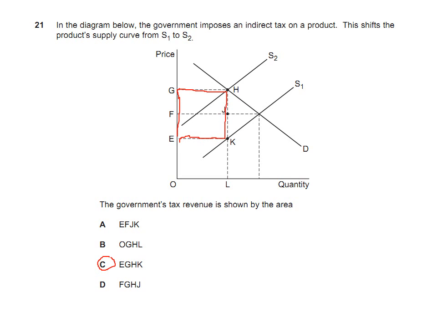Here we have demand and supply with an indirect tax, so that's a supply side tax causing a decrease in supply, S1 to S2. Parallel shift, specific tax, that's the same amount per unit. We have to identify tax revenue. Thing to remember is the vertical distance between the two curves at the new equilibrium represents the tax per unit. That gives us H and K as the tax per unit times the number of units being taxed. So it gives us a square area, EGHK.